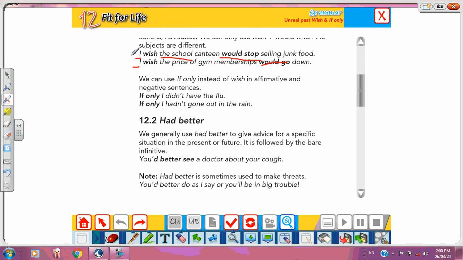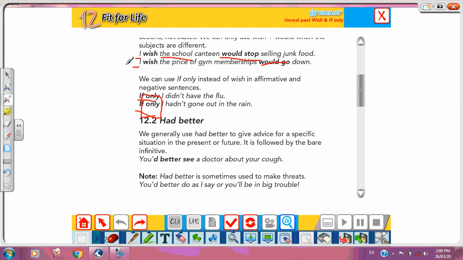So guys, take care. We have three forms of I wish and if only. Okay? We use I wish and if only. Here it's telling you we can use if only instead of wish in the affirmative and negative sentences. We can use if only and I wish, the same use, in the negative sentence and in the affirmative sentence. Okay?